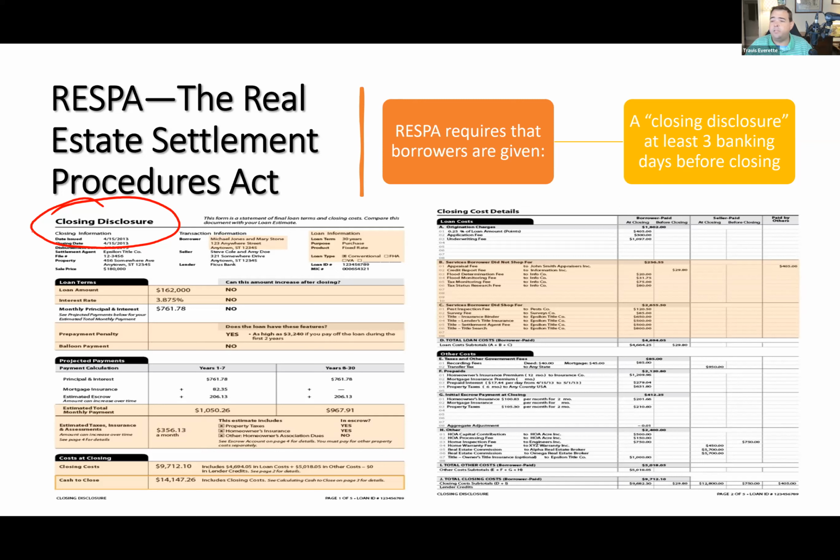I couldn't tell you how many times you find just outright mistakes. The estimate shows the origination fee is this, and you get to the closing disclosure, and it's a completely different number. And you're like, whoa, why? What happened? So there's a reason for this. Everybody good with that?